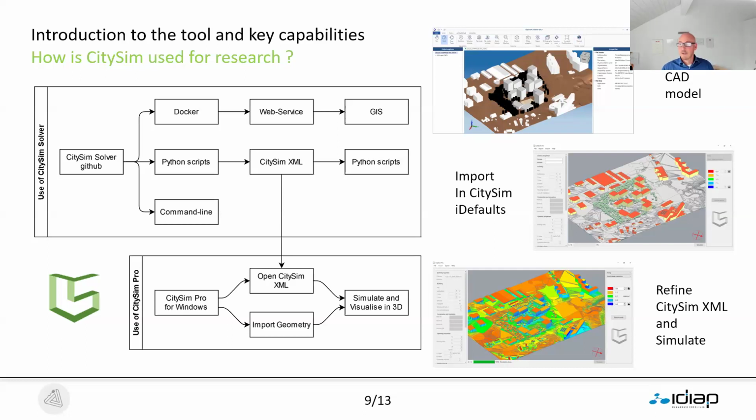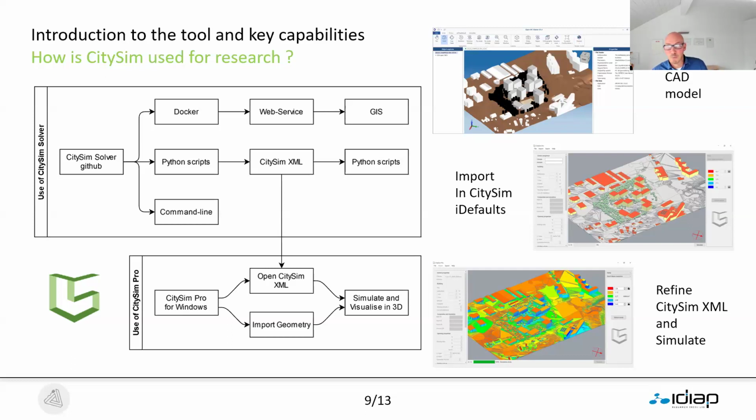And then we refine those characteristics in the CitySim XML, and we can run the simulation and have this kind of wonderful color maps that can actually help the architect or the urban designer to think about how to improve the urban landscape. So this is a very standard way, but you know that researchers are very, how to say, creative, so that at some point they like to use the tool in many ways, even in ways that it was not thought of.